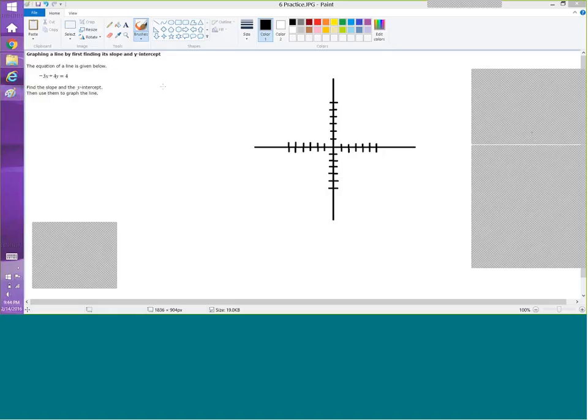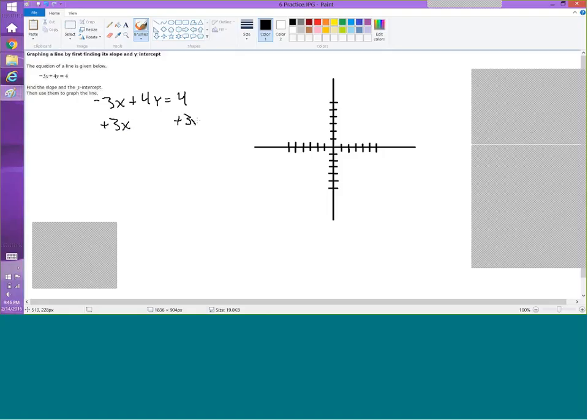All right, would anybody like a little bit more time with this one? Or shall I get started on the explanation? All righty here. So again, we're going to go ahead and start with the equation. Negative 3x plus 4y equals 4. We want to get the y term by itself, so we're going to add 3x to both sides. Those cancel out, leaving us at 4y equals 3x plus 4.